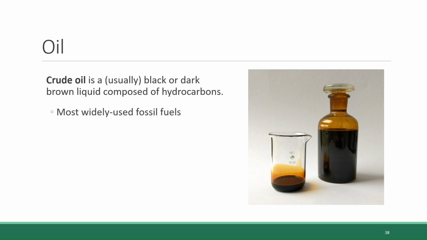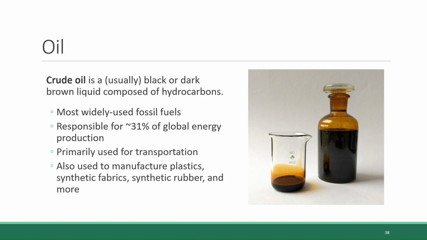Oil is the most widely used of the three fossil fuels. It's responsible for about 31% of global energy production, and it's primarily used for transportation as a primary energy source. Oil is also used as a raw material for manufacturing of plastics, synthetic fabrics, synthetic rubber, and much more. Just like in our last section, when we talked about coal, we're going to go through a bit about how oil is extracted from the earth, how it is processed, and the consequences of its combustion.